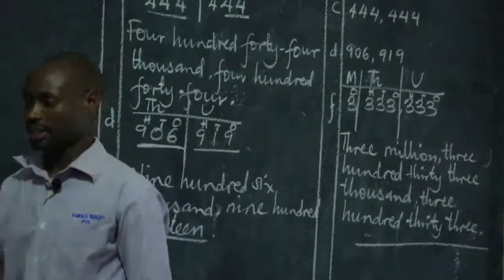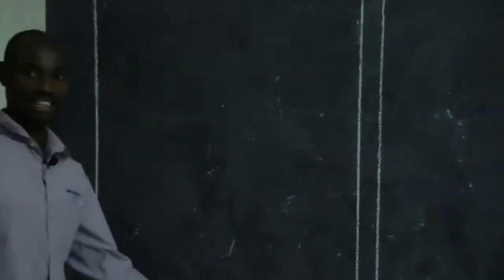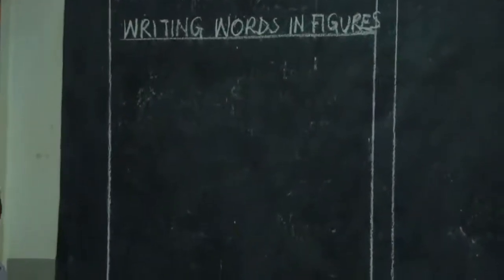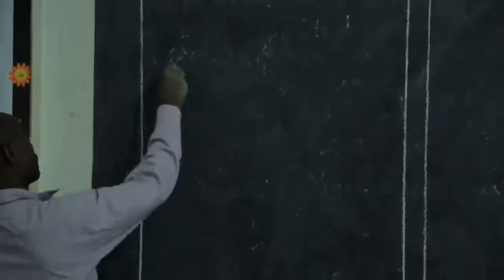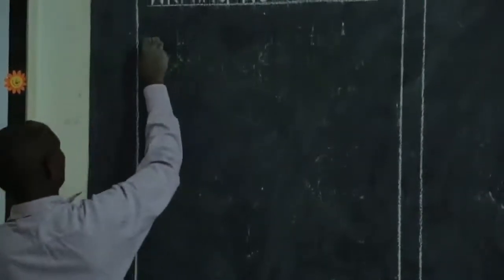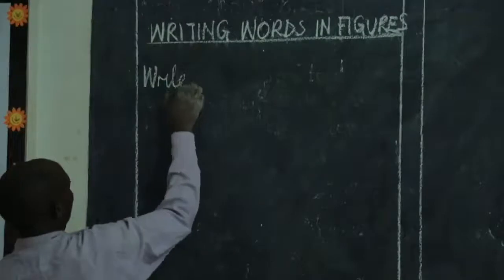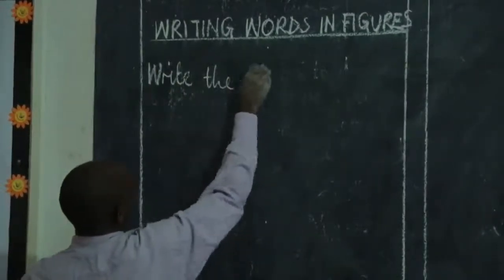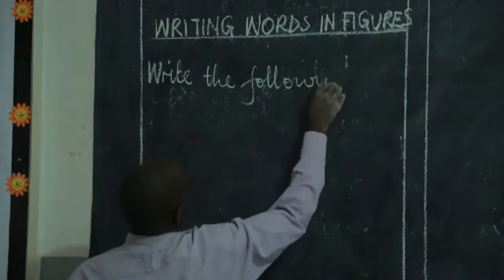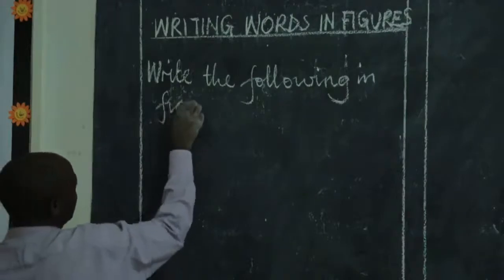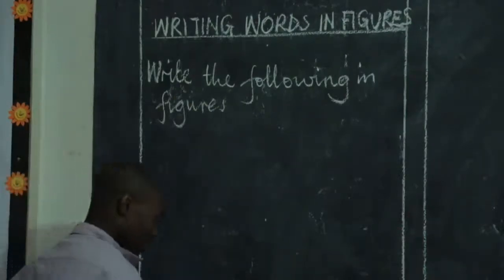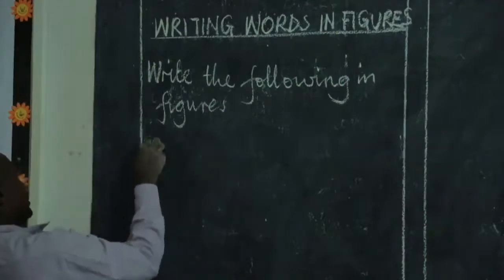So in our lesson today, we are not going to repeat the same, but we are going to look at how we can write this time from words to figures. We are going to look at how we can write from words to figures. And our example number 1, write the following in figures. Example 1.